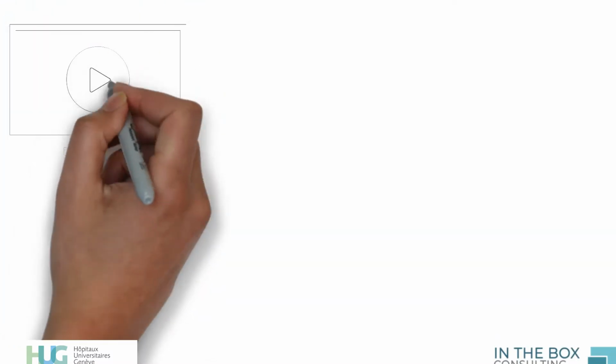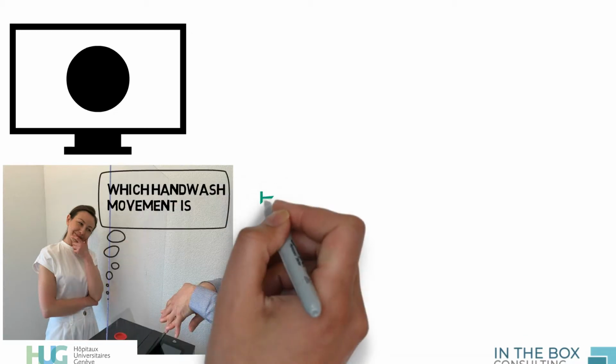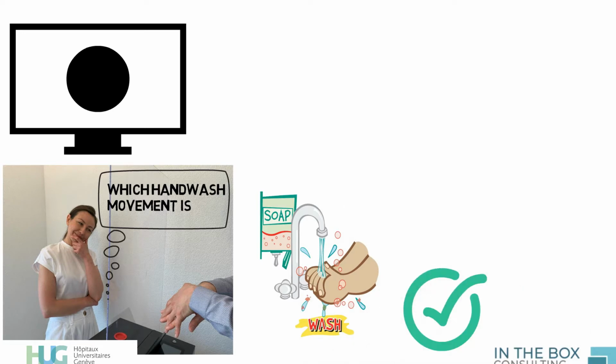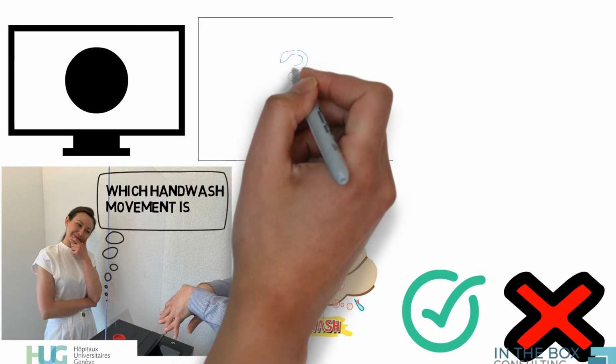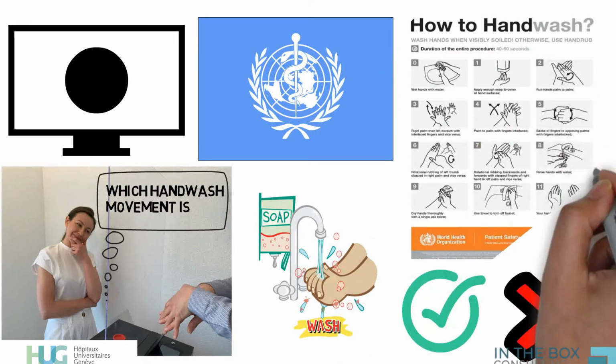Player 1 watches videos of someone washing hands and repeats the movements for Player 2. Together, they assess if the hand washing was executed correctly or not, because a step is missing. If not, they must identify the missing step compared to the World Health Organization guidelines.